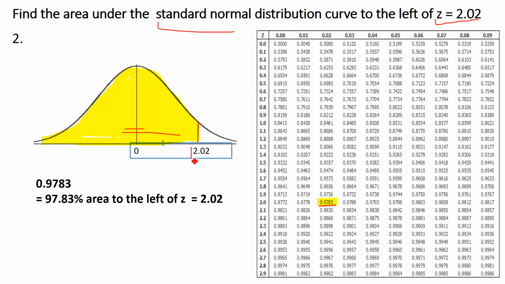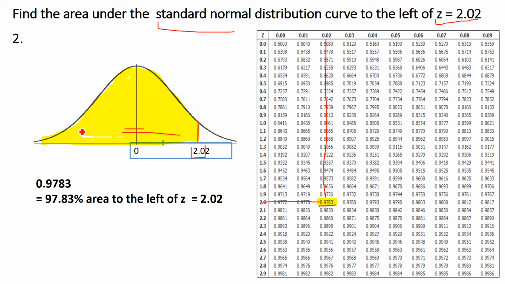So 2.02. Again, I will show you how to consult this table. The first whole number 2 and then decimal 0, you have to find from this column, from the Z value, and the last digit you have to find from here horizontally, and then we will coincide. So see, 2.0 is this, and then this one is 2. So it is 0.9783, which is equal to 97.83%. So this area is 97.83% to the left of our Z value, which is 2.02.